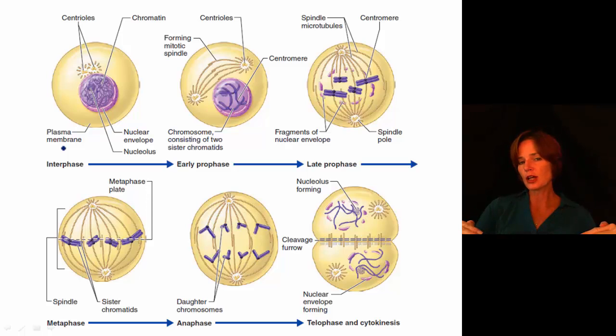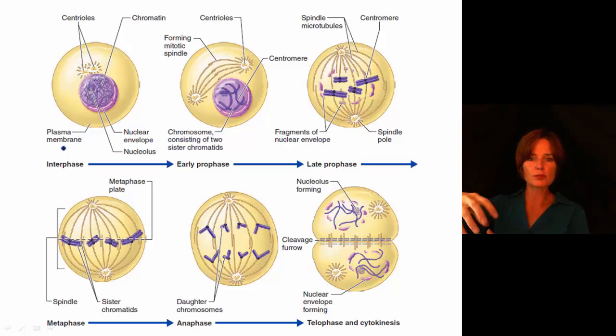Once they're lined up along the middle, in anaphase, we actually pull them apart and we see things moving in the two directions. Same things are moving to this side compared to the other side. And then in telophase, we basically repackage those two groups. So we build a nuclear envelope around this group and a nuclear envelope around this group.